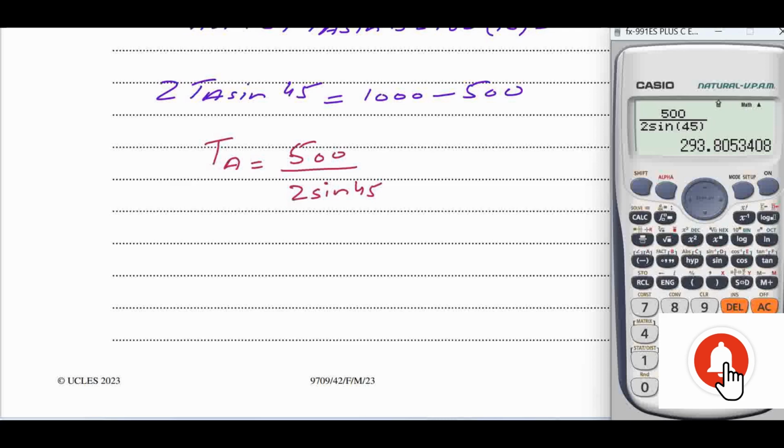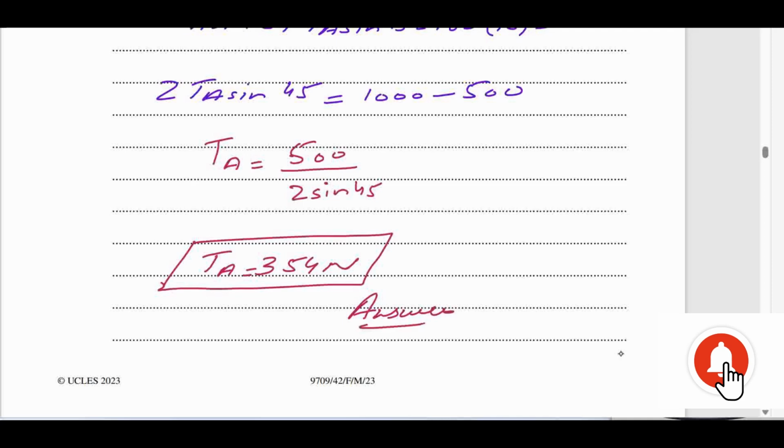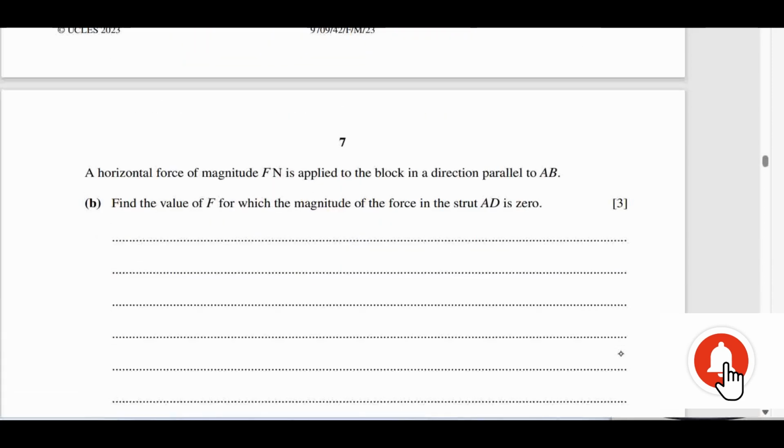Now there is an important point here that the calculator is in the radian mode. First of all, we need to convert it into the degree mode, and then we have to calculate 500 divided by 2 into sine 45, bracket close. So this will be equal to 353.55. So TA will be equal to 354 newtons. So this will be the final answer. I hope that the concept is clear. Let's move on to the next part.